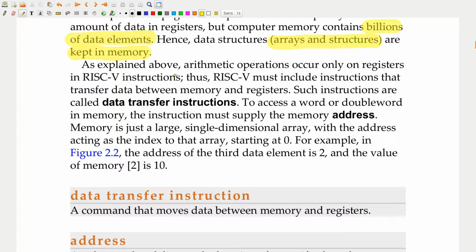So, as explained above, arithmetic operations occur only on registers. When we want to do something arithmetic, we need to take something from memory and bring it into registers. That's why data transfer instructions exist. But we can't address memory like we can registers. With registers, we can just say, get me x2. But memory doesn't work that way. You can't say, get me M8. We have to be a little more clever, and we have to use addresses this time.